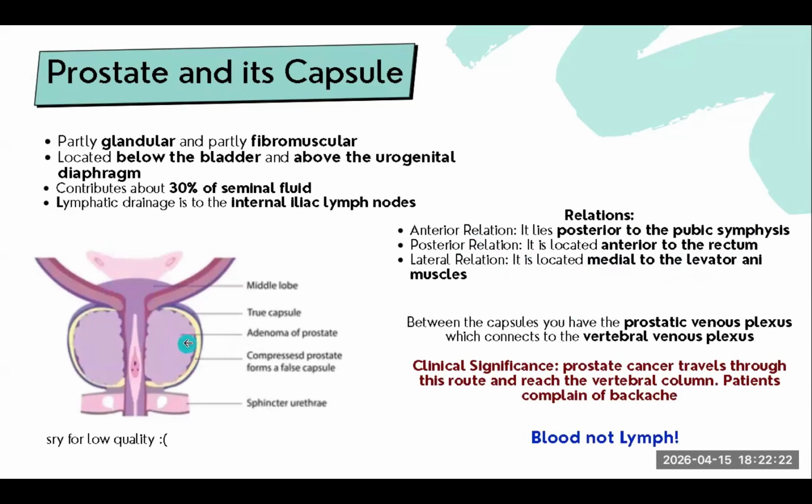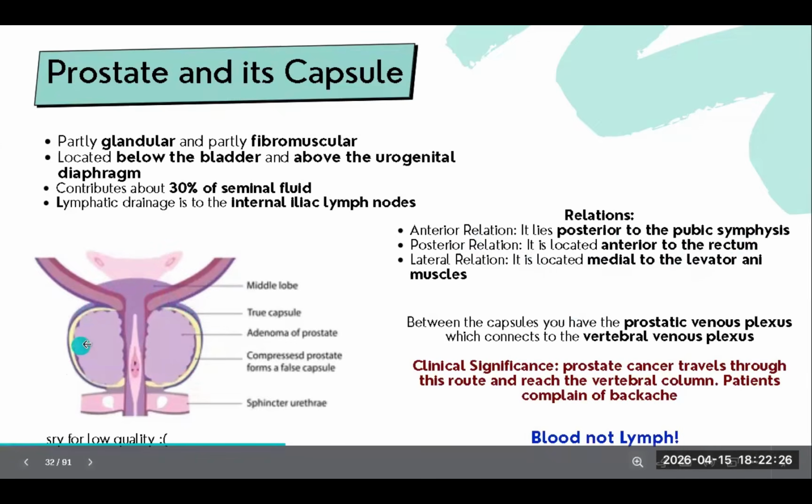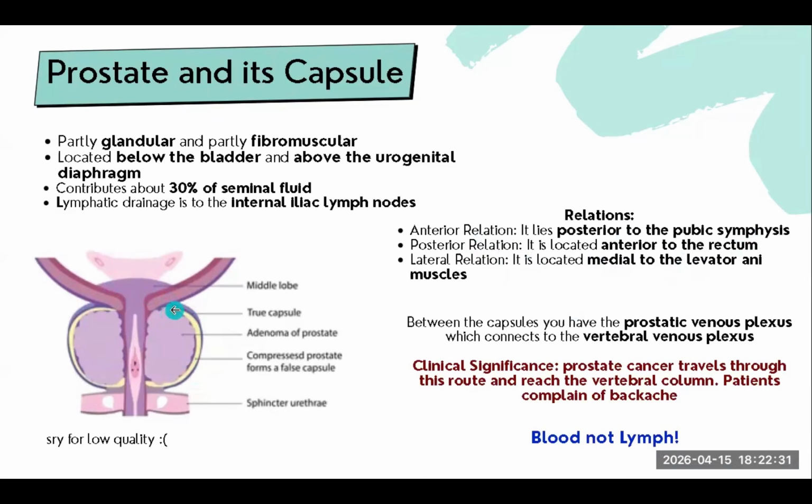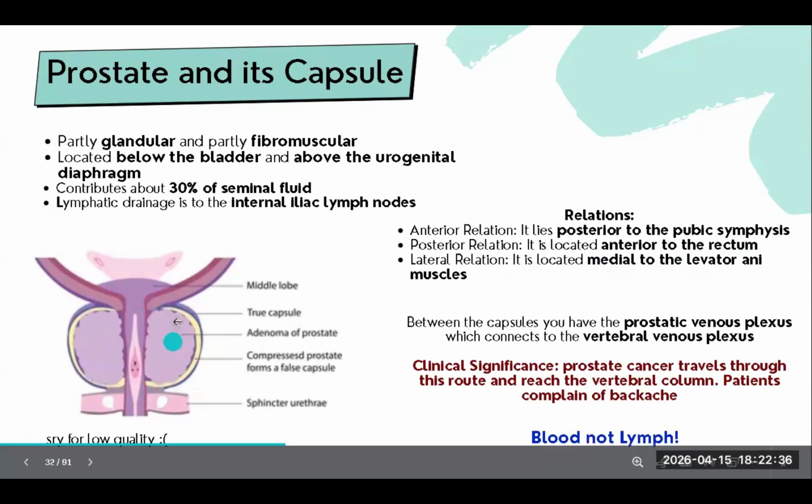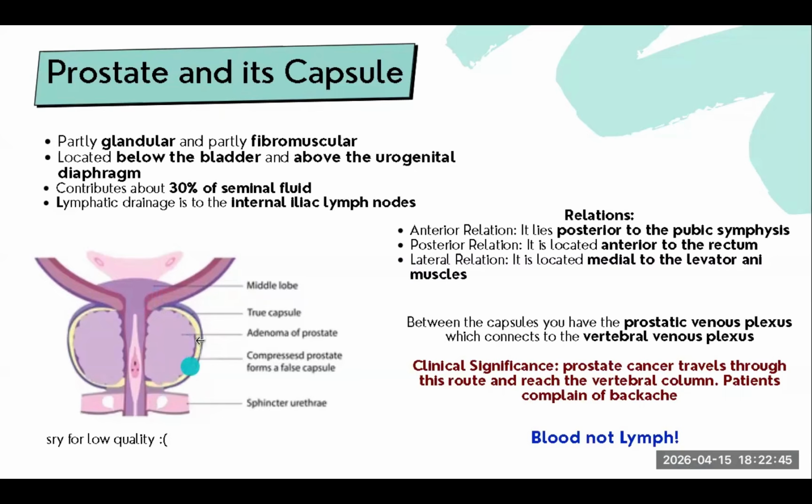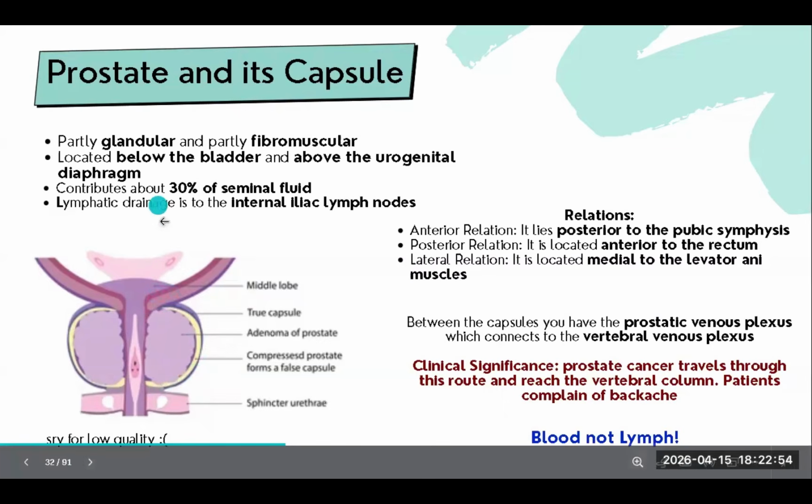And something we should know about the capsule of the prostate is you have a true capsule all the time. And in case of adenoma of the prostate, we would have something known as a false capsule, which is basically the prostate cells compressed so much to the point that they form a capsule, okay? Now, all you need to know from this is that between the false capsule and the true capsule, you have the prostatic venous plexus. And the prostatic venous plexus is connected to the vertebral venous plexus all the way near the vertebra.